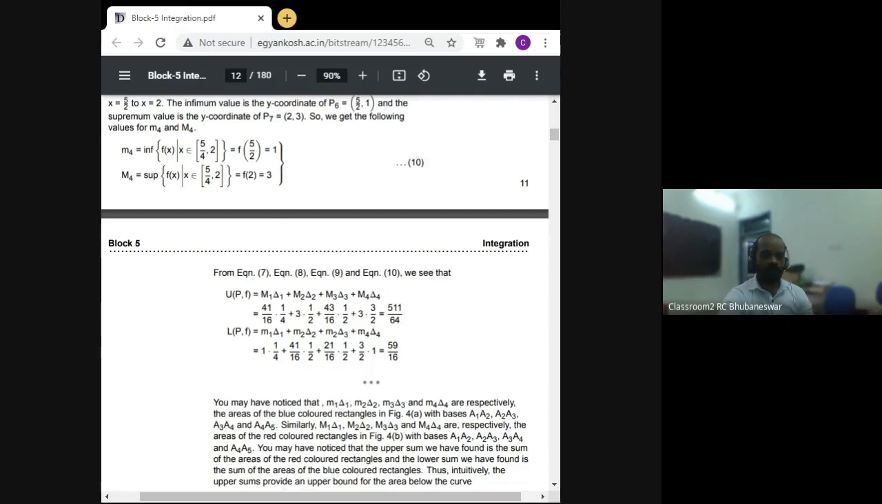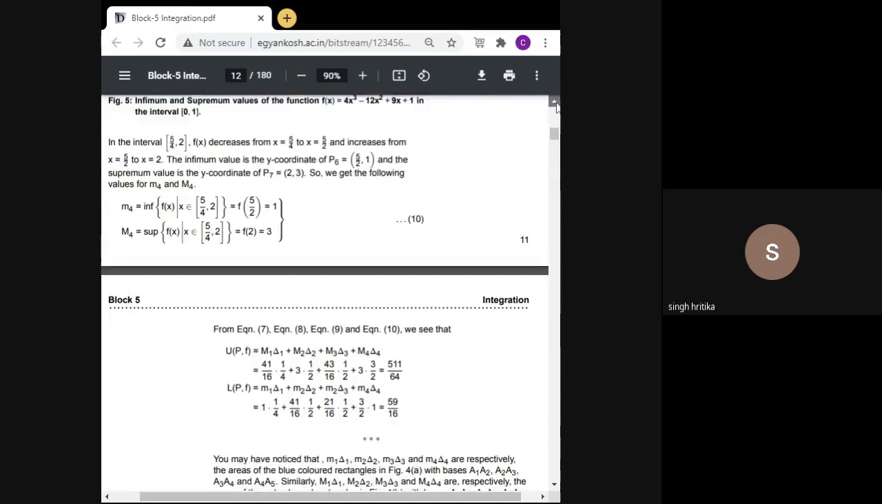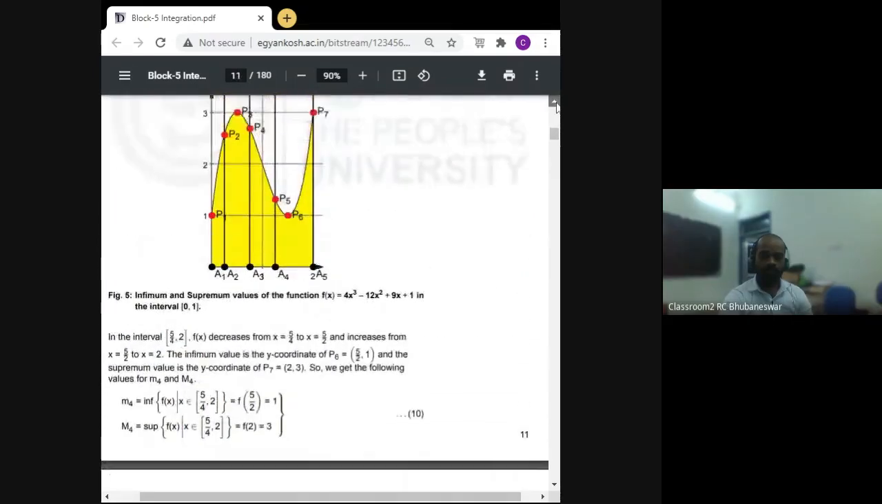So capital U(P, f). Hello, sir. Sure. One question, sir: in the second interval and fourth interval, why do we take the supremum value as f(1/2) and f(2)? So let me show the figure.